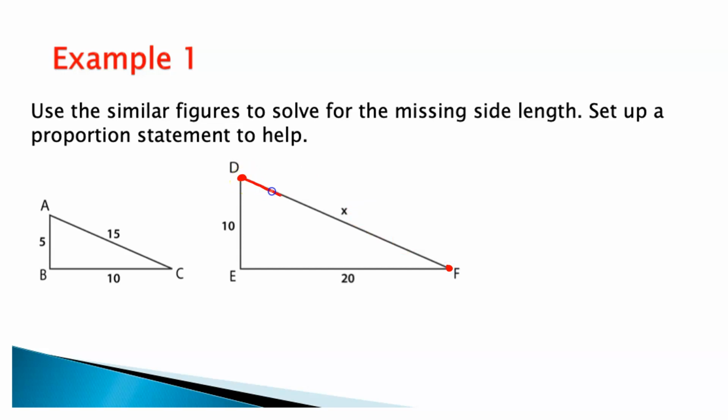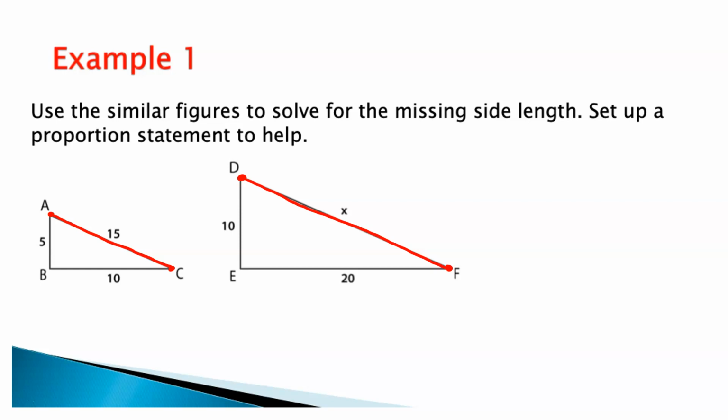Let me start here. So DF is corresponding to which side on the previous one? From A to C. So these sides here are corresponding, right? These are the sides that match up. So let's go ahead and set up a fraction comparing these two things.